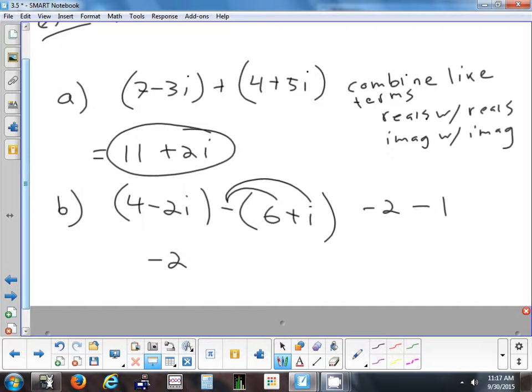Negative 3. And what do you put with it? i. All right. So just make sure you distribute that negative. Does anyone want me to do another one with this subtraction? Okay with that?